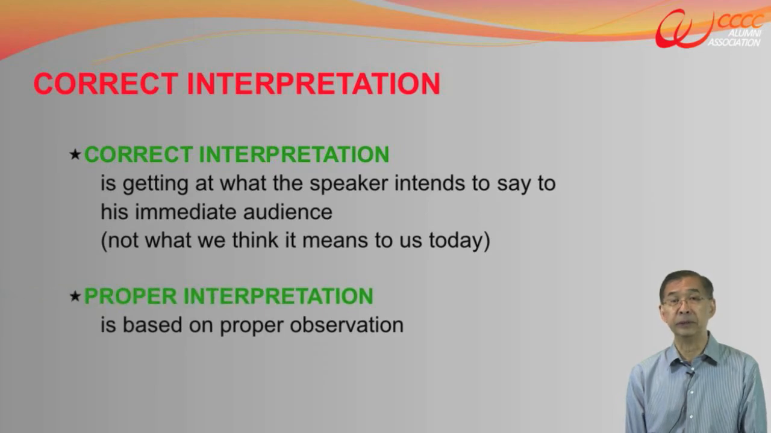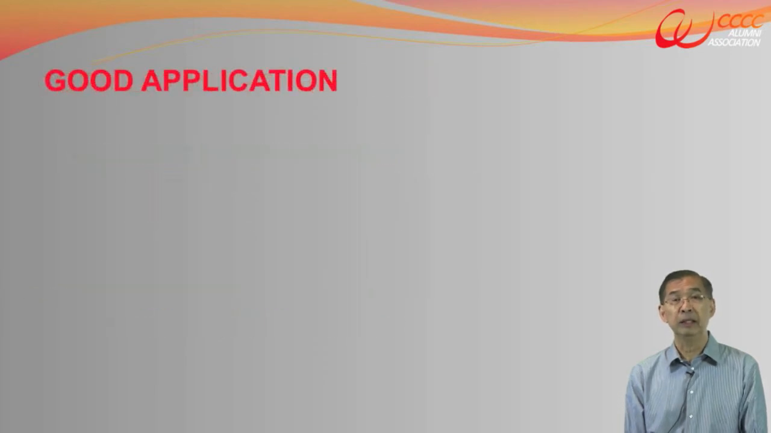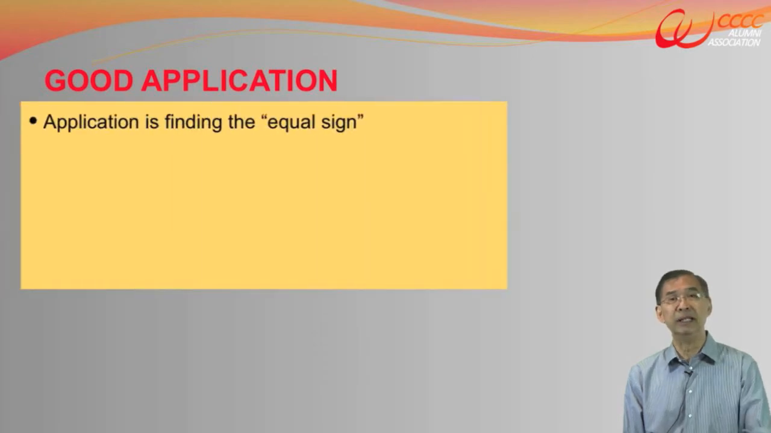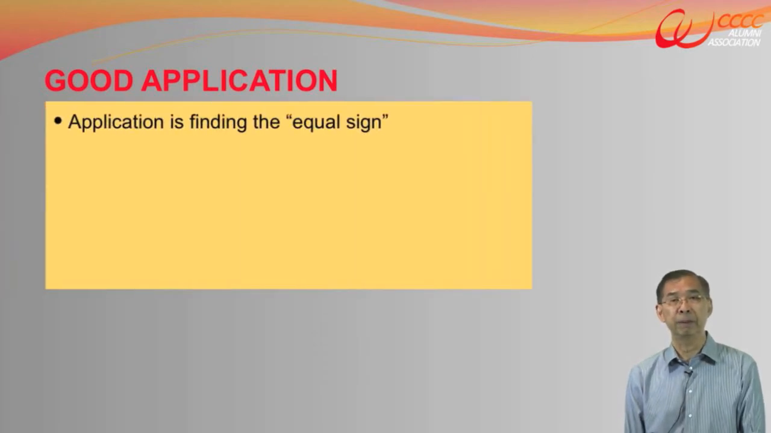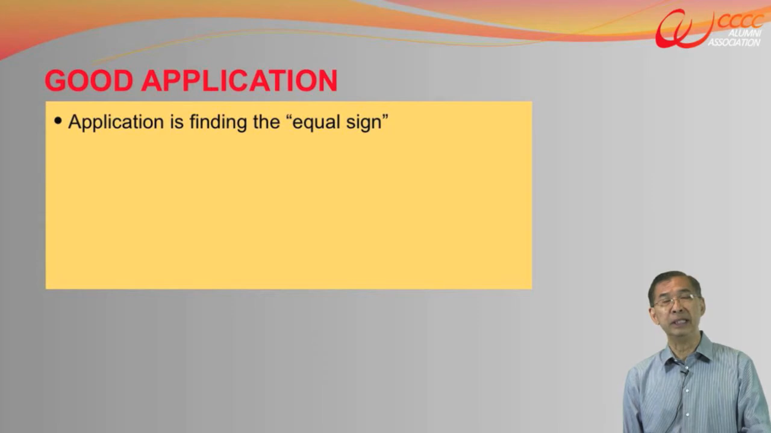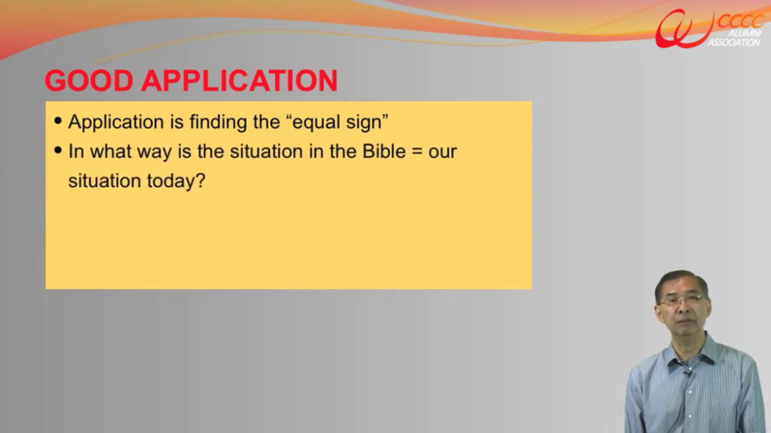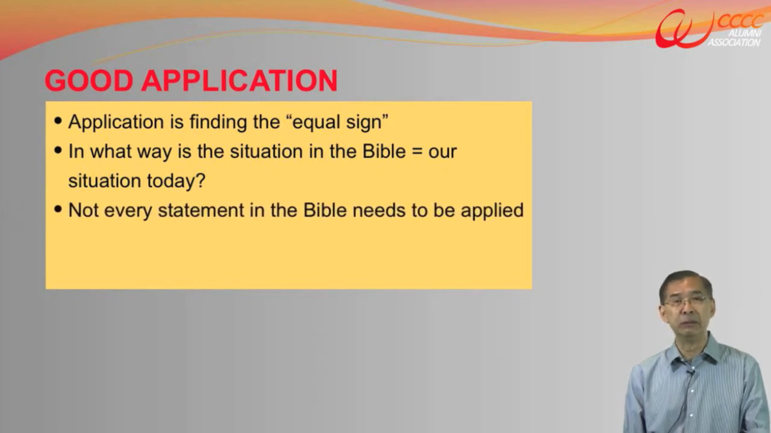So proper interpretation is based on proper observation. Now, after that, we move into the application. Application is basically, in a simple word, equal sign. Put in the equal sign. What do you mean by equal sign? In what way is a situation in the Bible equal to our situation today? If it's not equal, then don't talk about it because it's not relevant.